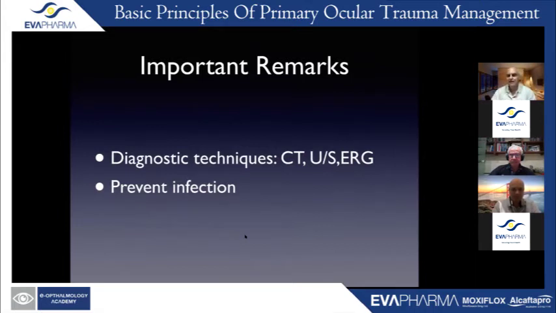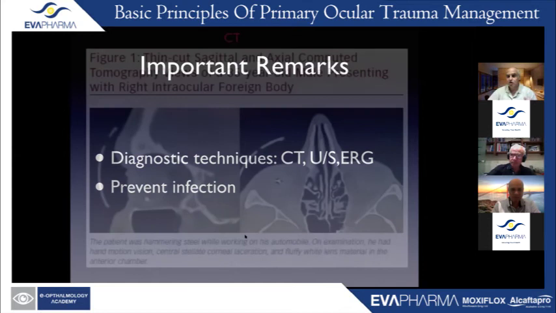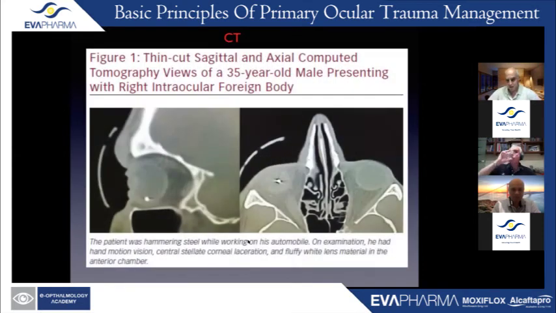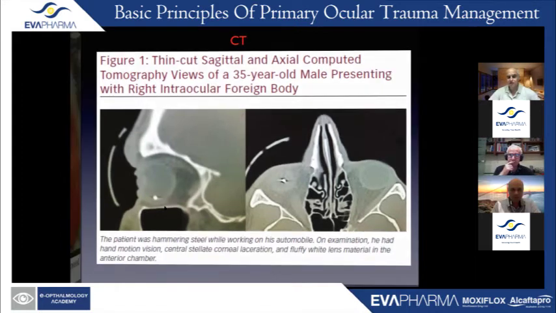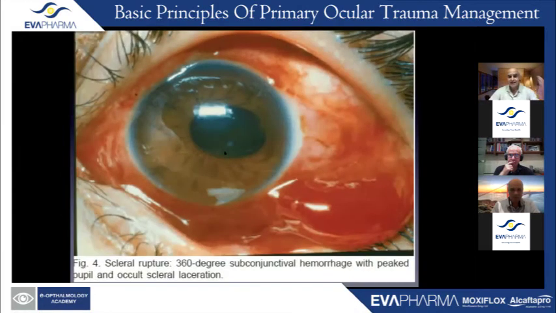Any trauma case is a potentially infected case. Whatever you do, you have a risk of infection. So you have to be very careful doing this. Dr. Mahmoud will illustrate also how important the CT is for the intraocular foreign bodies, and you have to suspect according to the type of injury.